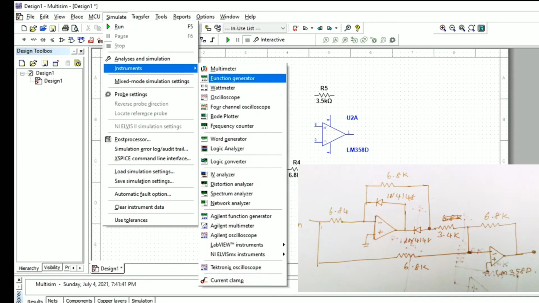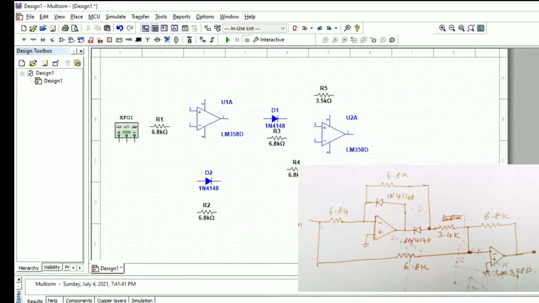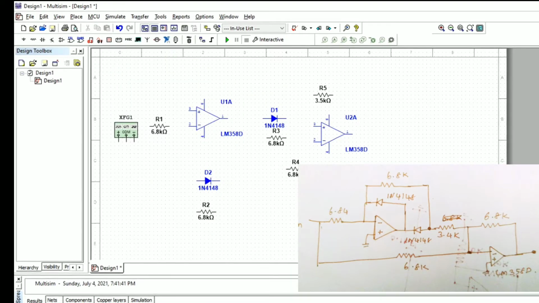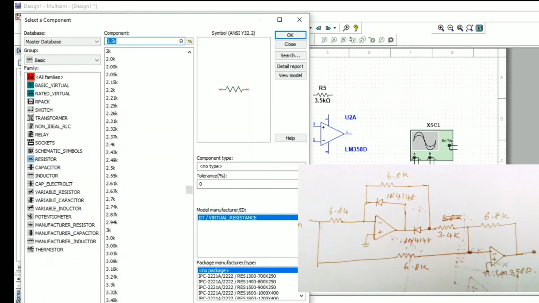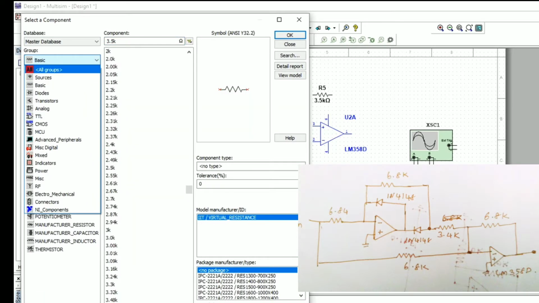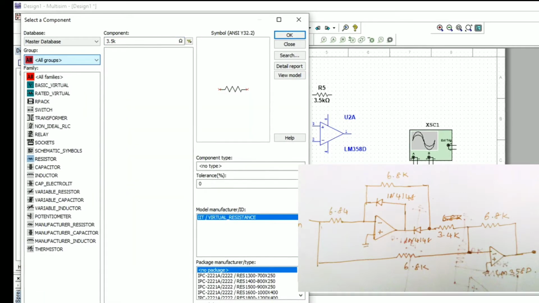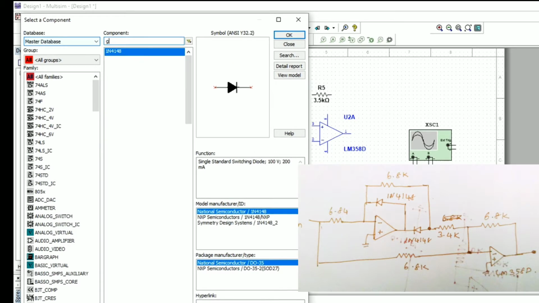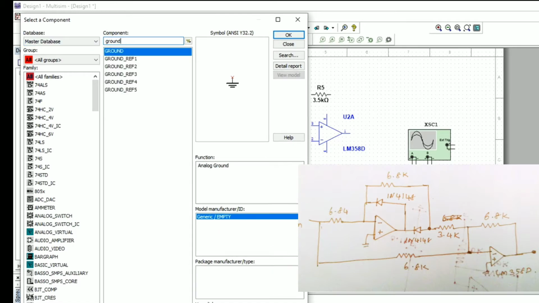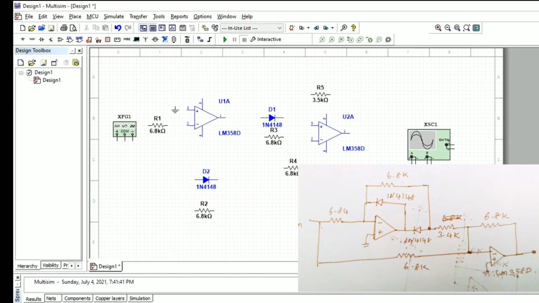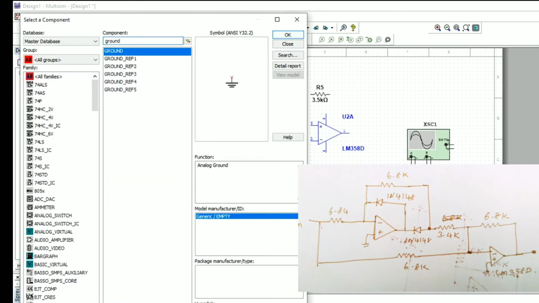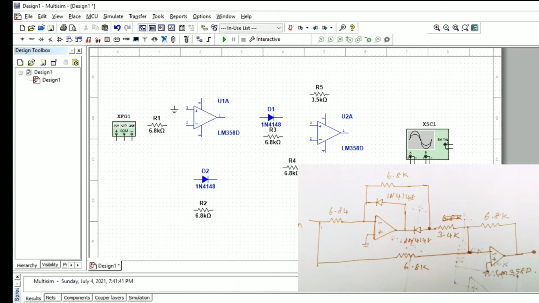To give the input, we will select the function generator, and to see the output, we will place the CRO. So all the components we have placed. And also we need to connect the ground for the diagram. So we will place the ground terminals in the appropriate places. We have chosen two ground terminals.